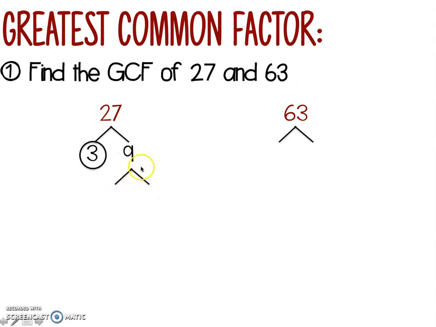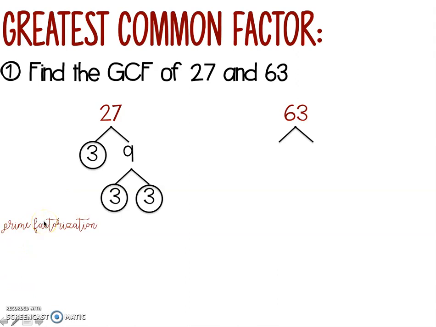So I have to ask myself, what can I multiply together to give me 9? I can multiply 3 times 3. Again, we're looking to see, do we have any prime factors? 3 and 3 are both prime, so I'm going to circle both of those. Now that I have broken them all down into prime factors, I'm going to come down here and write something called the prime factorization.